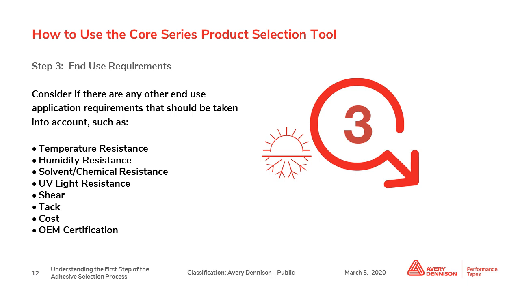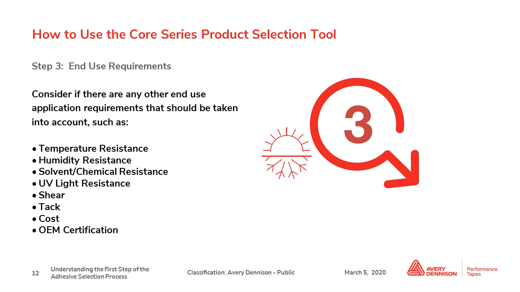So one of the first things we need to consider is temperature resistance. Humidity resistance is another important aspect. We have solvent and chemical resistance to consider, UV light. When you see shear, you can often think of that as a load or some kind of curvature that the die-cut part is wrapped around. And we also have in this table for end-use requirement considerations tack, generic or general relative cost of each product.